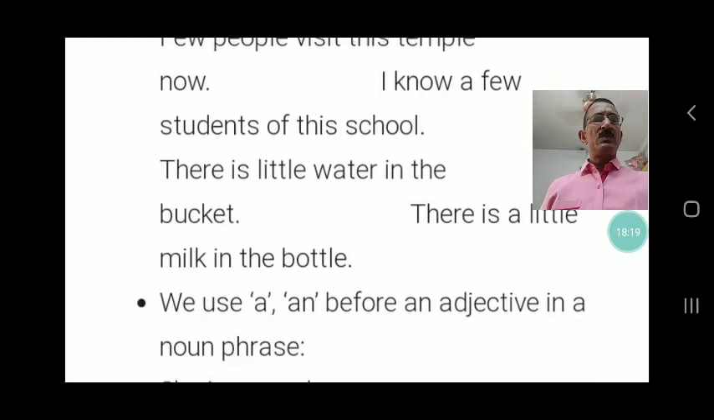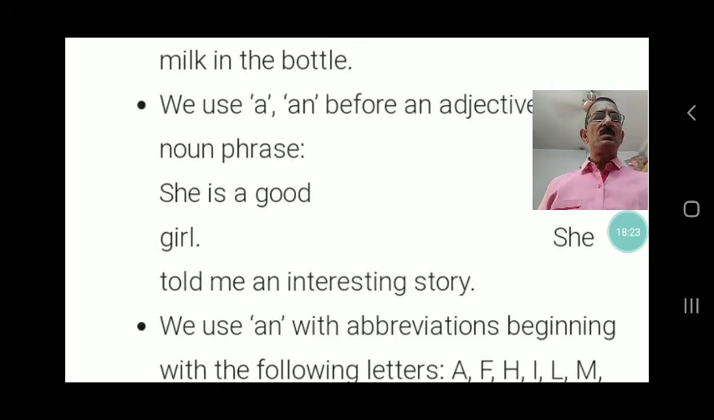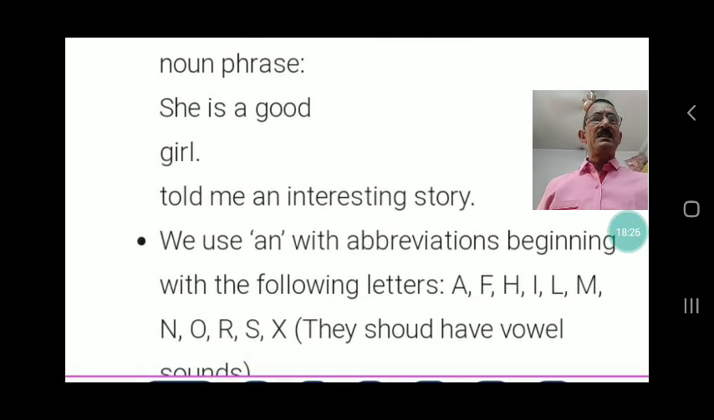We use a or an before an adjective in a noun phrase. She is a good girl. She told me an interesting story.